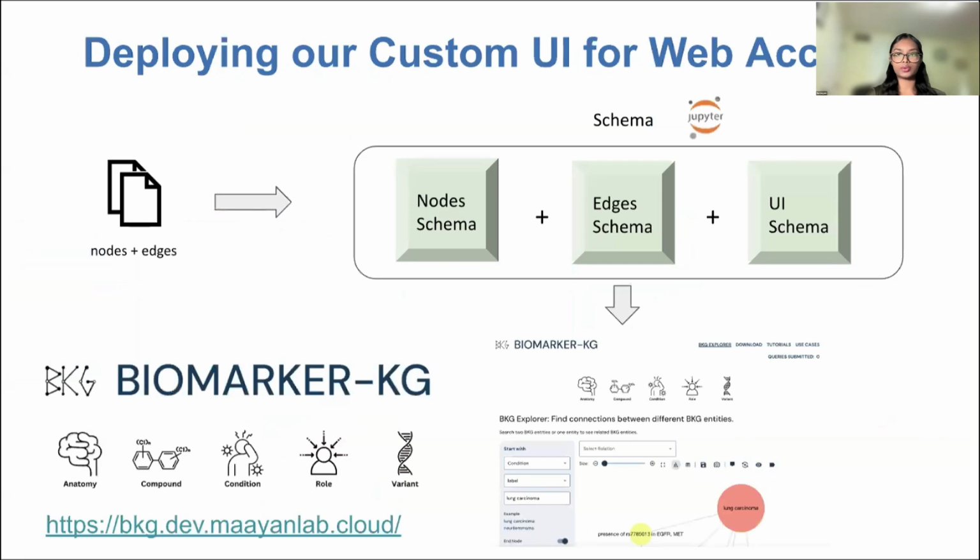We then deployed the UI on the instance and created a schema for Biomarker-KG. And this schema contained a nodes, edges, and UI schema, which would determine how the data would be presented in the site. And after that, the site was ready to be deployed and is now available at this URL.